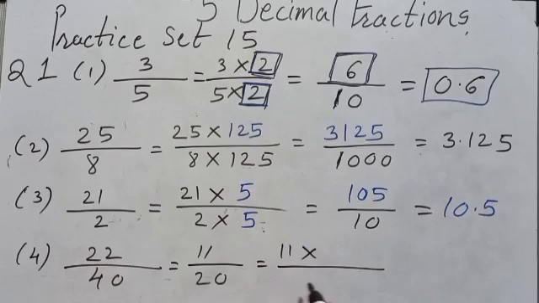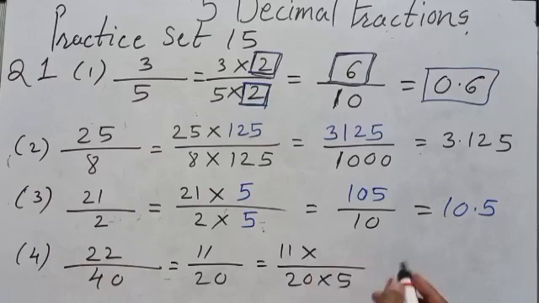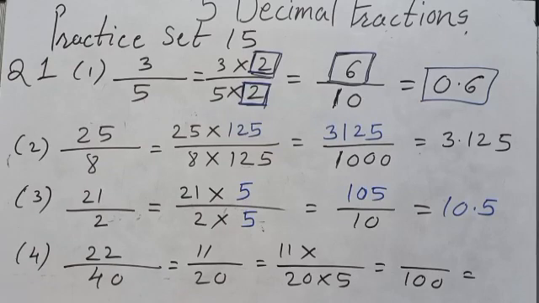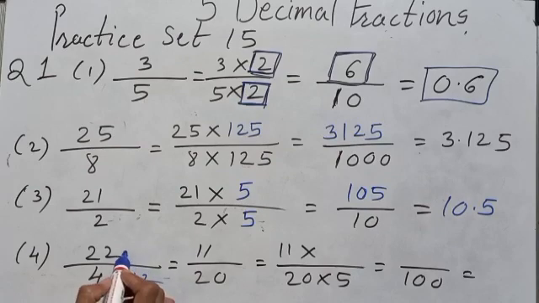by dash upon 20 multiplied by 5 is equal to dash upon 100 is equal to dash. So here see students what they have done. 22 upon 40 is equivalent to 11 upon 20. So what do you think they have done? If I divide this 40 by 2, again here also I have to divide by 2.